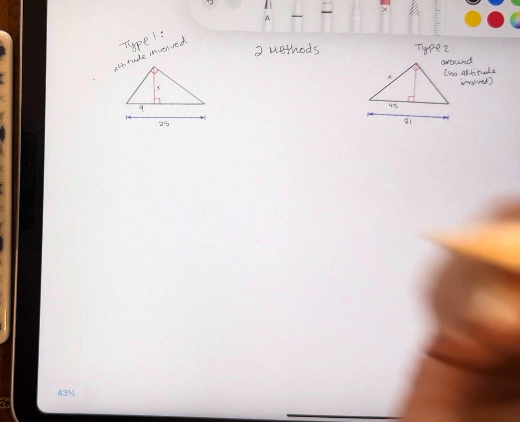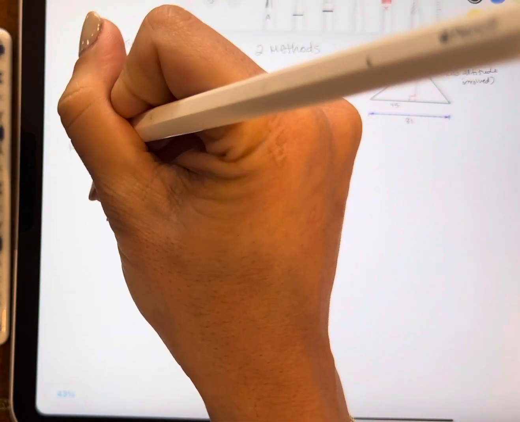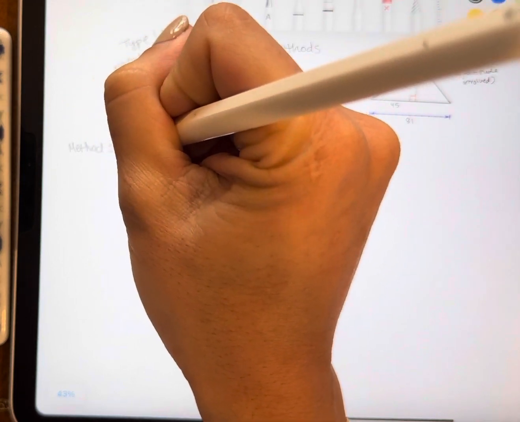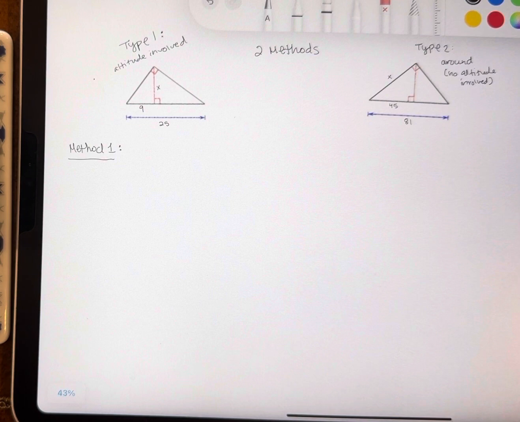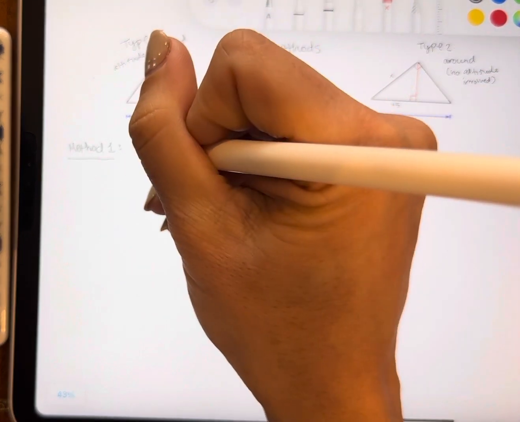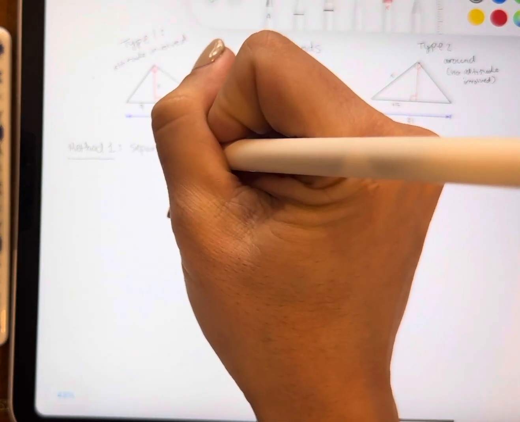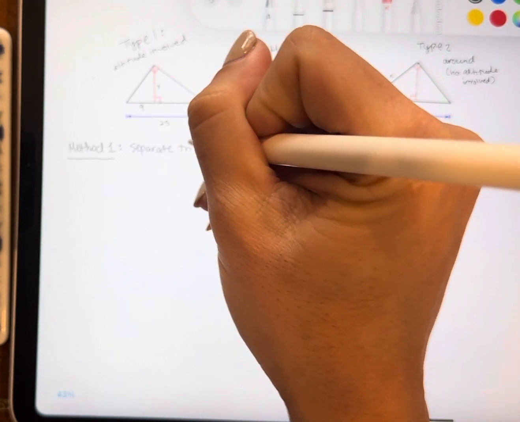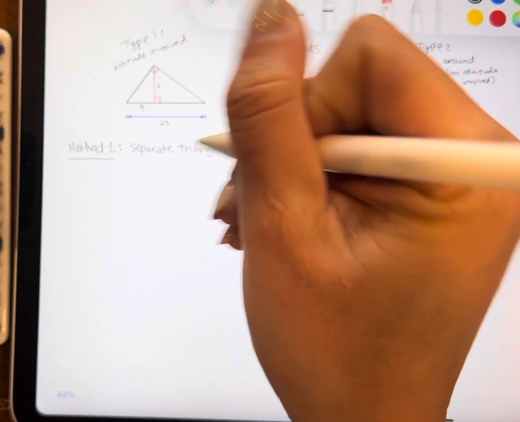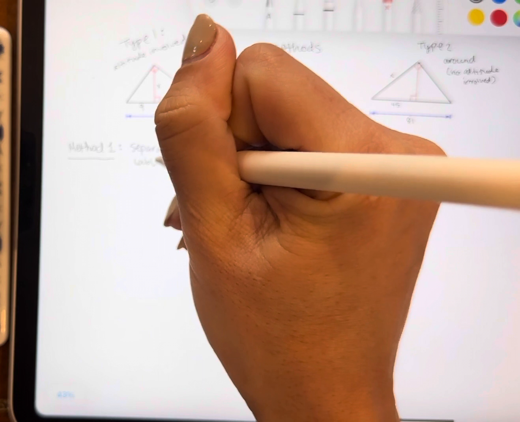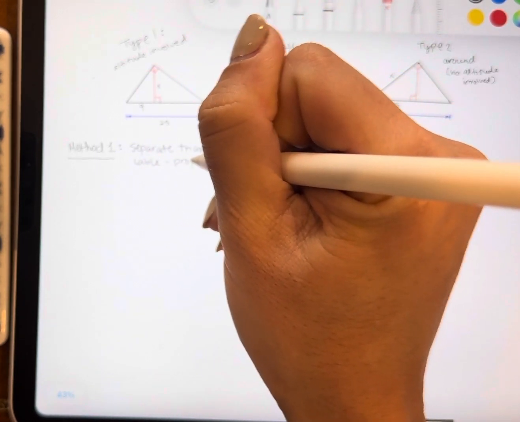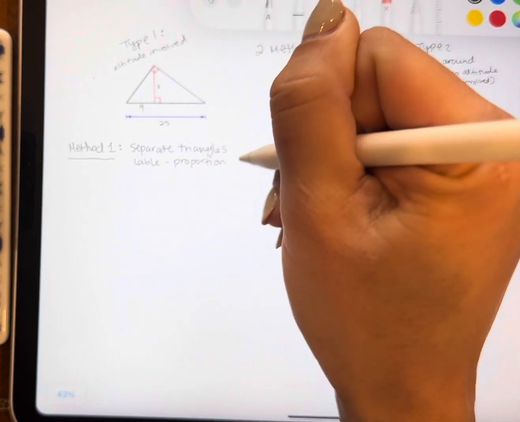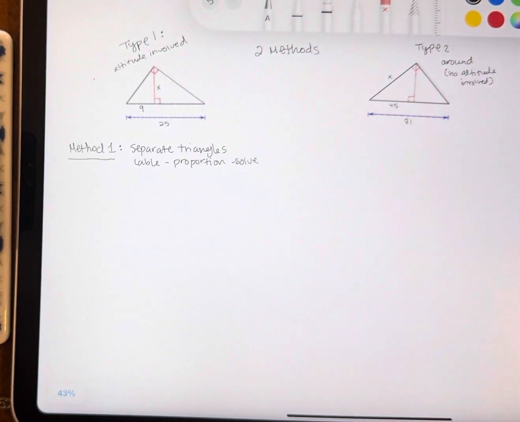In the first method, it doesn't matter which type you have. All you do is separate the triangles, label, proportion, and solve. Okay? So let me show you what that looks like.